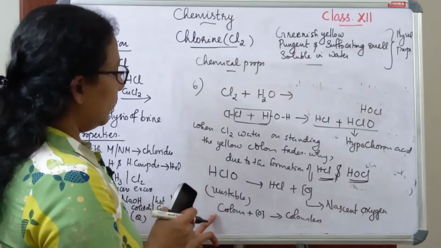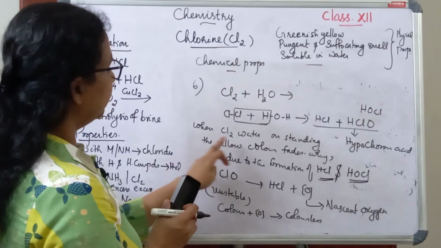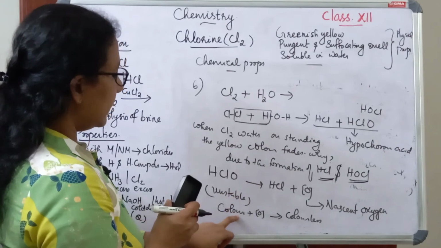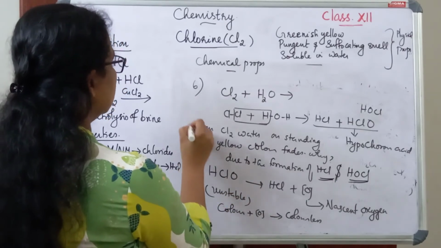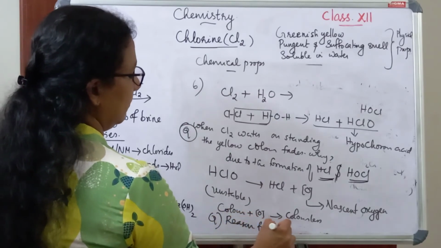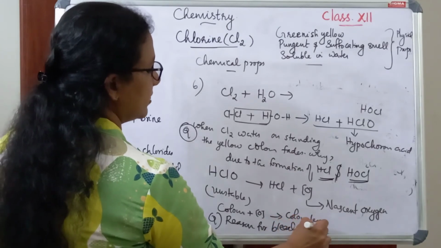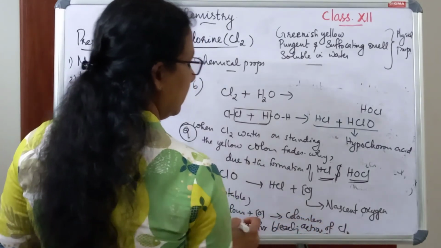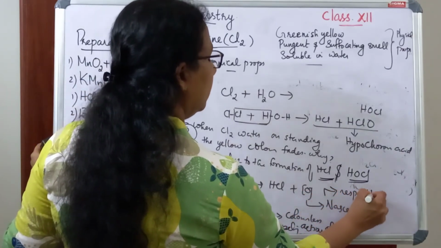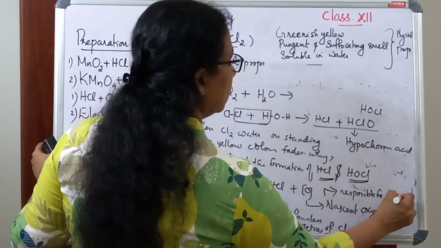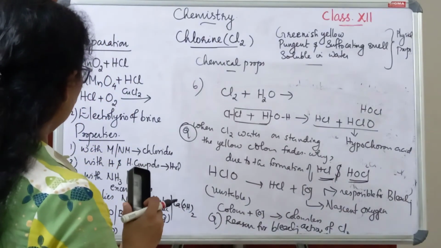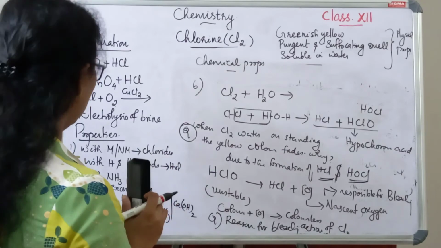So these are two important questions. One is, when chlorine water is left standing, the yellow color fades. Why? And another question is the reason for bleaching action of chlorine. So this nascent oxygen is responsible for bleaching action. So that is about the reaction with the water.